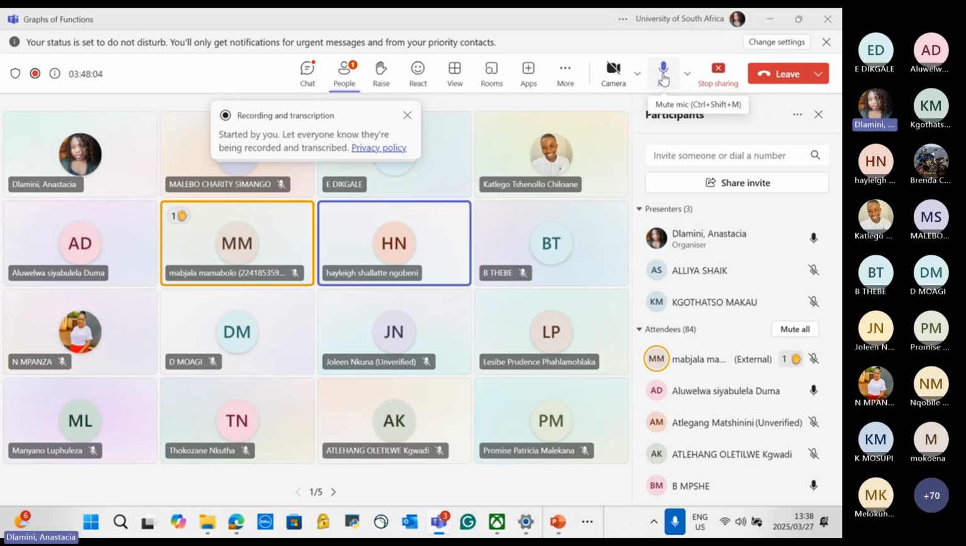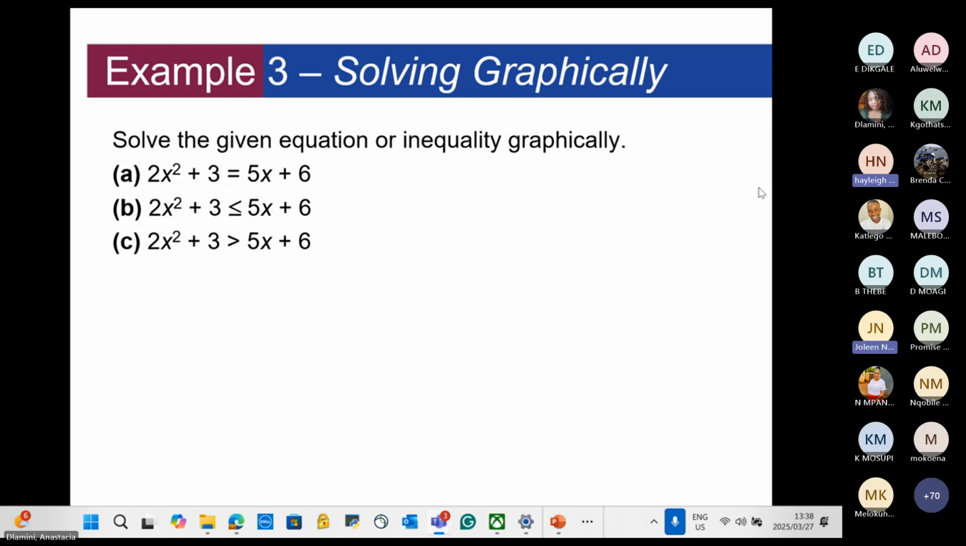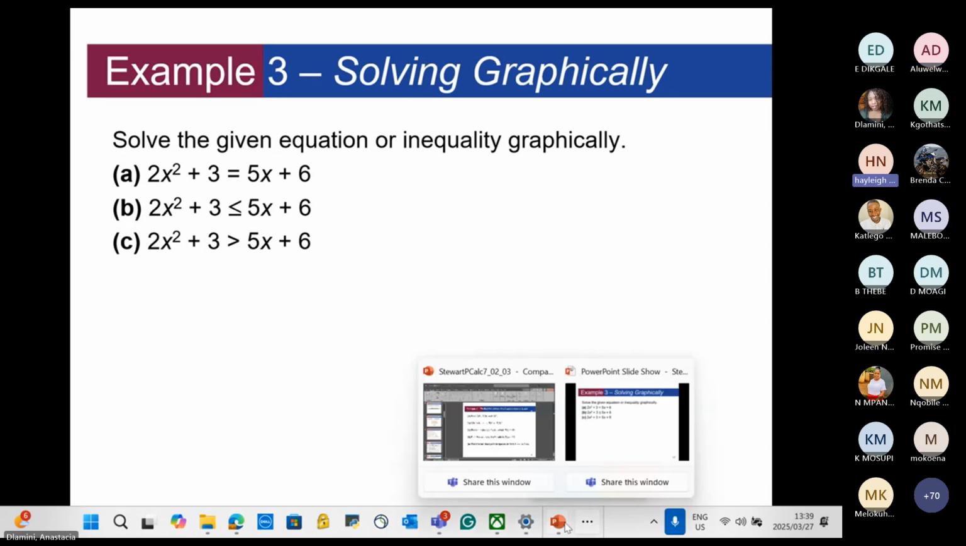Okay, are we happy? If you went and wrote on a piece of paper equals to, and then you transpose x to the other side, you are wrong. It says graphically. So meaning you need to draw the graphs for all these questions. Are we in the same boat? Yes. Thank you.